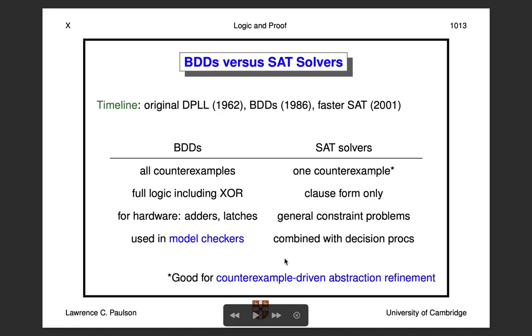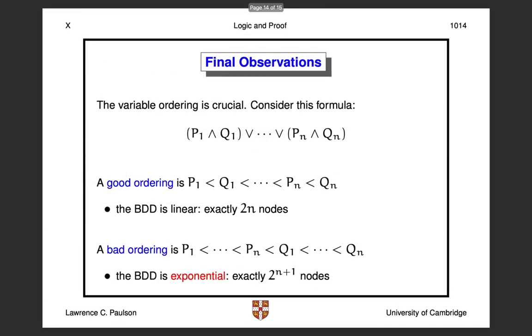As we have seen already, SAT solvers can be combined with decision procedures to solve problems involving numerics, for example. So these are different technologies that you need to know how to deploy in suitable situations. Now, in these lectures, I have used alphabetical ordering simply because it's the most intuitive. But in fact, choosing the right variable ordering is a crucial step in having success with BDDs.